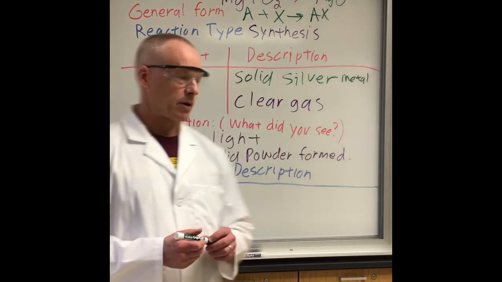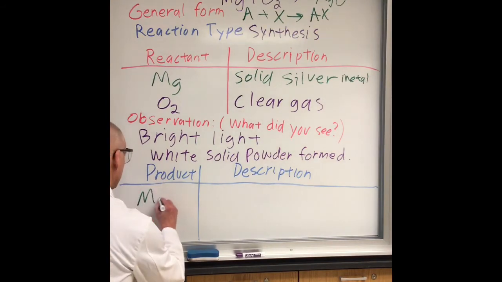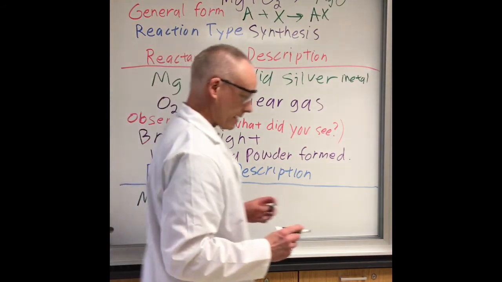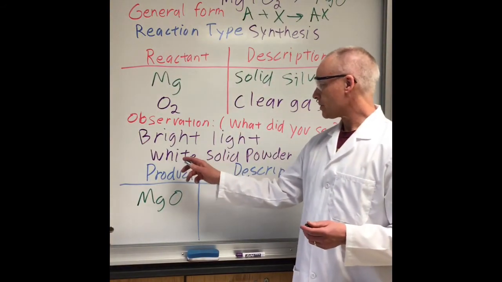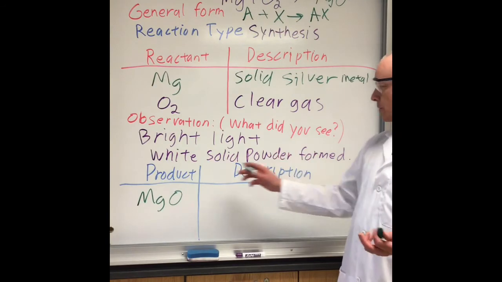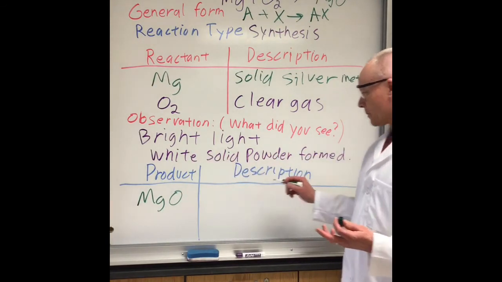And then for the last part, the description of our product is MgO, magnesium oxide. Looking at our observations here, the only thing that was formed was our white solid product, or white solid powder. So that will be our description.